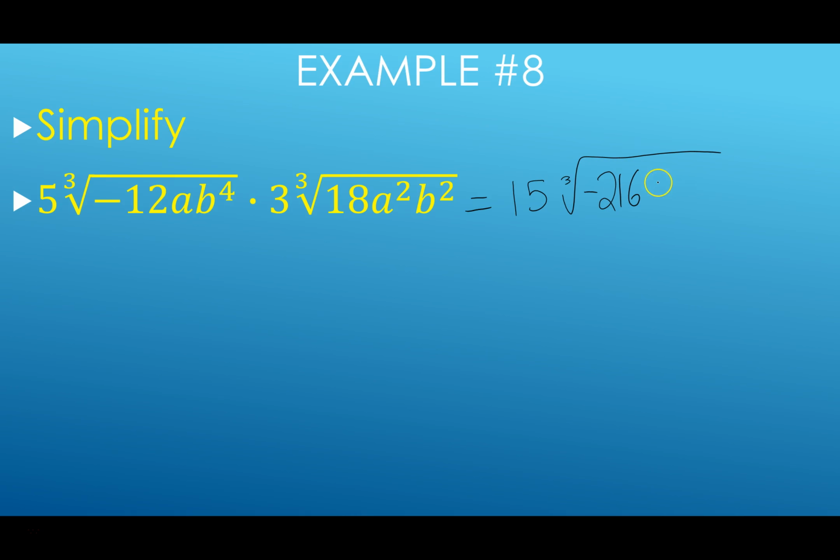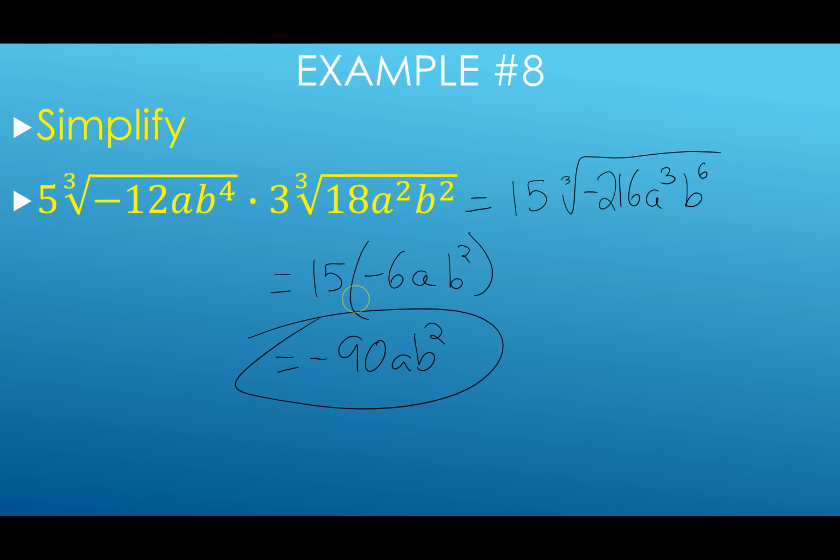And then a times a squared is a cubed. B to the 4th times b to the squared is b to the 6th. Well, we're lucky in this case because negative 216 is a perfect cube. It'll be negative 6. A cubed is a perfect cube. It'll just be a. B to the 6th is a perfect cube. It would be b squared. So you can multiply all of them together and get negative 90 ab squared. So that's the value in this one.